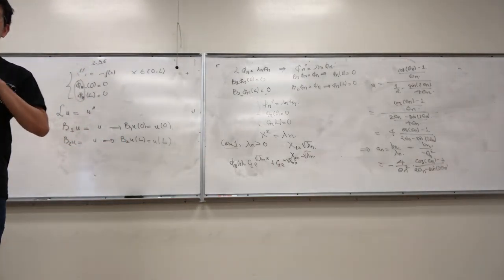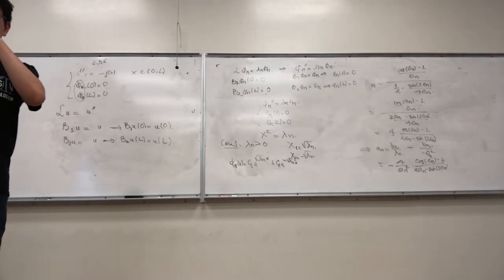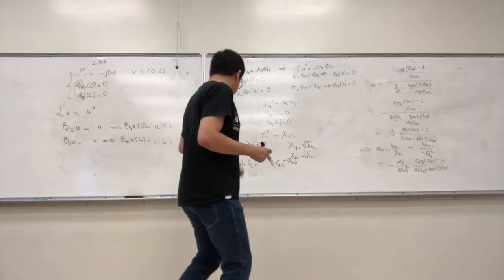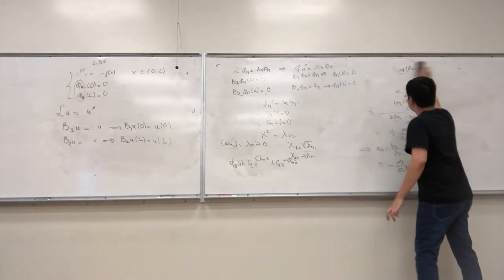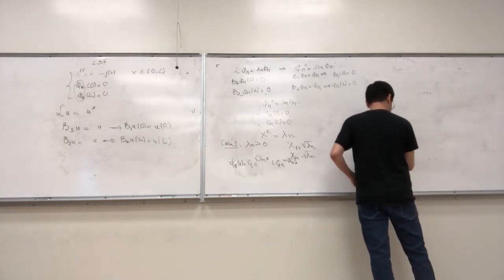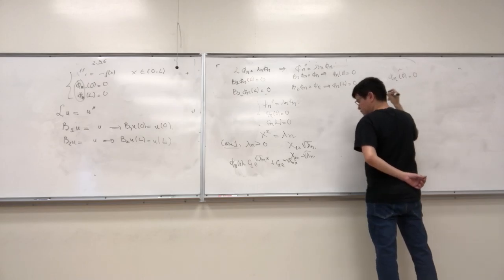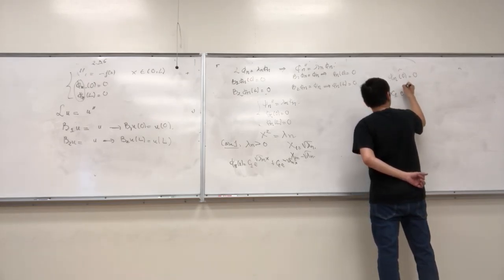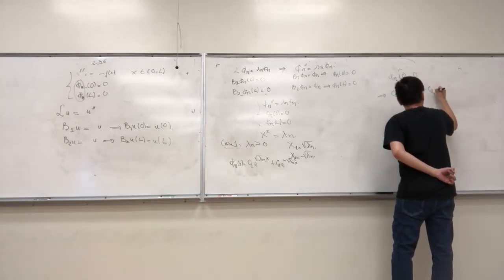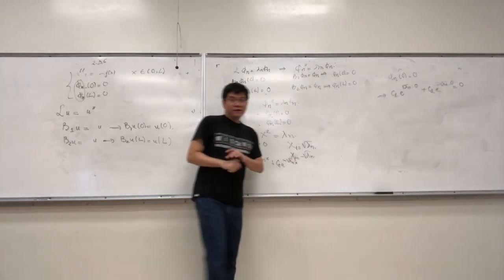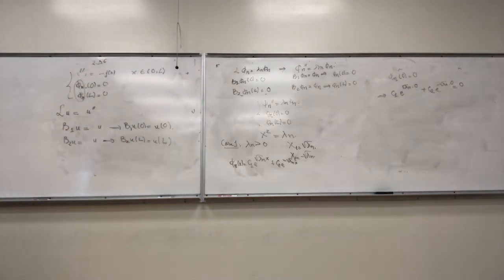Next step, what should we do? I'm going to use the boundary condition. I have phi n of 0 is 0, which means that c1 exponential of square root of lambda n times 0 plus c2 exponential of minus square root of lambda n times 0 is 0. So this is the first boundary condition.